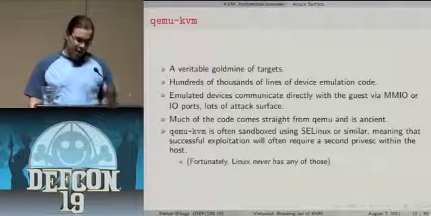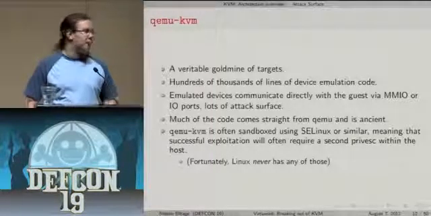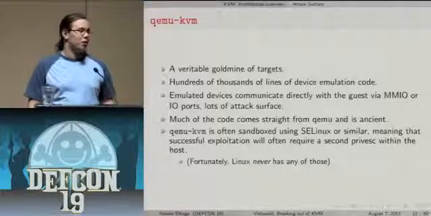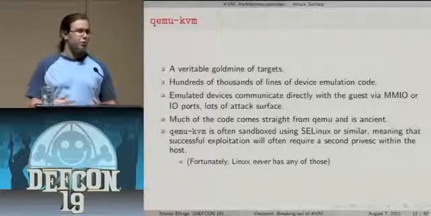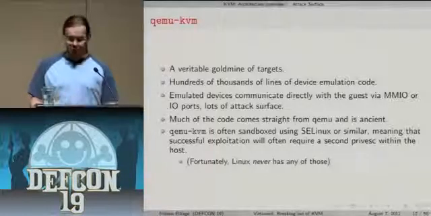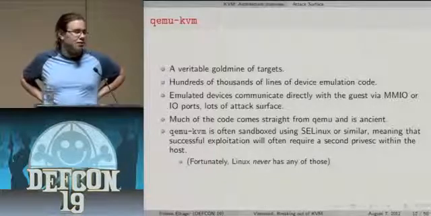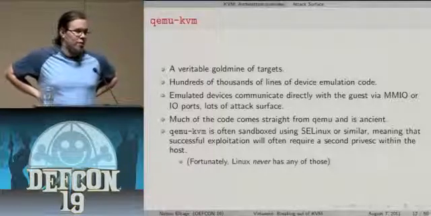And then finally we come again to QEMU KVM, which as you can probably guess by now is the easiest place to look for targets here. Hundreds of thousands of lines of code emulating device code, so the devices are talking directly to the guest via emulated memory mapped I/O or I/O ports. So they're parsing control structures that the guest is exporting and communicating over these strange, arcane hardware protocols.